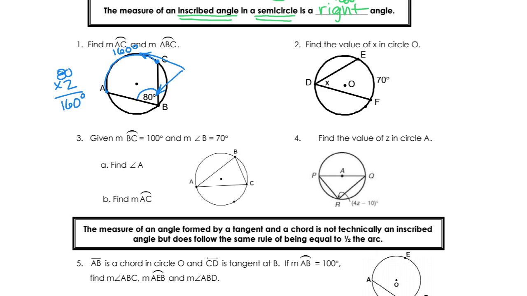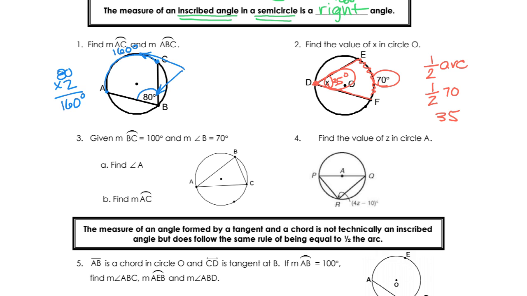Number 2, find the value of x in circle O. So we can see this time they're asking for our inscribed angle. And since this is the arc that belongs to it, which is 70, the inscribed angle would be 35 degrees. Remember, it's half the arc. And so half of 70 is 35.